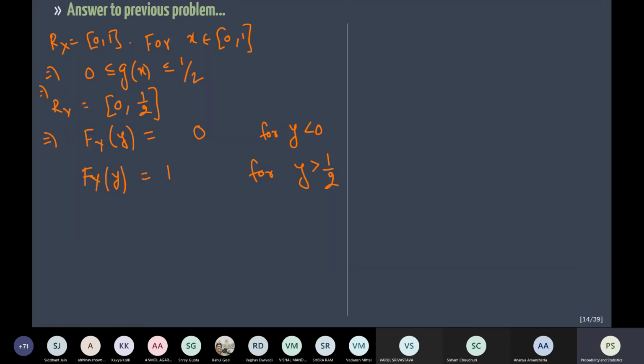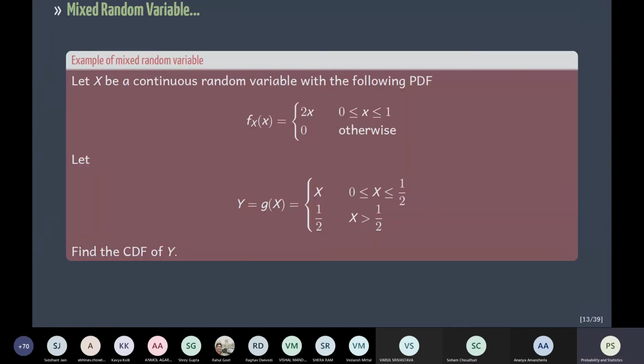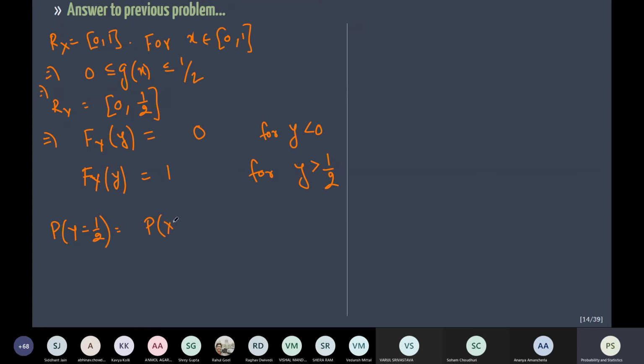We are supposed to find the CDF of y. So what happens at y equals half? Let us check y equals half. The probability that y is equal to half is the same as asking when x is greater than half, right? So this is the same thing as saying the probability that x is greater than half.